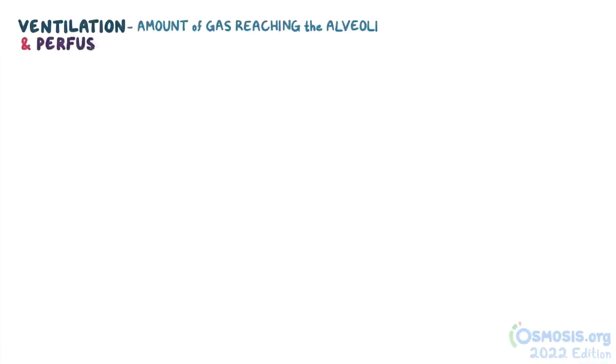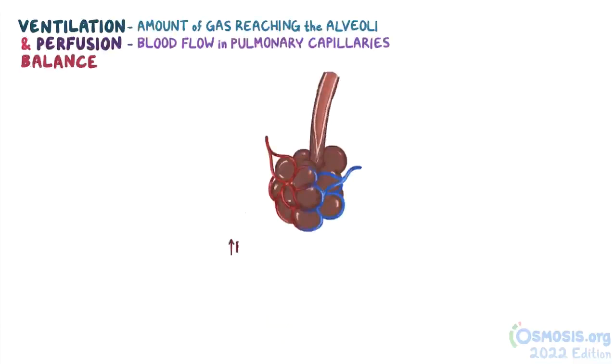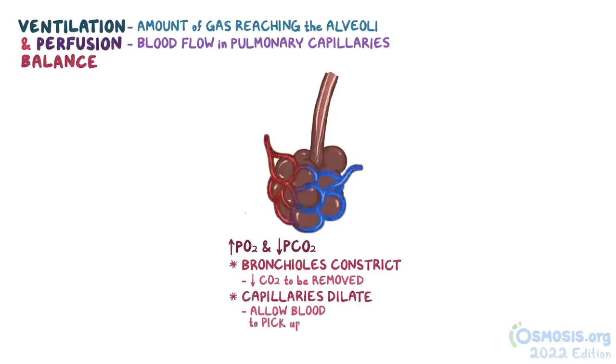Now, the last puzzle piece for an optimal external respiration is to have a close match between ventilation, aka the amount of gas reaching the alveoli, and perfusion, which is the blood flow in pulmonary capillaries, creating a balance. So, when alveoli have high partial pressure of oxygen and low partial pressure of carbon dioxide, the bronchioles serving the alveoli constrict because there isn't much carbon dioxide that needs to be removed. And the pulmonary capillaries dilate, allowing the blood to pick up oxygen.